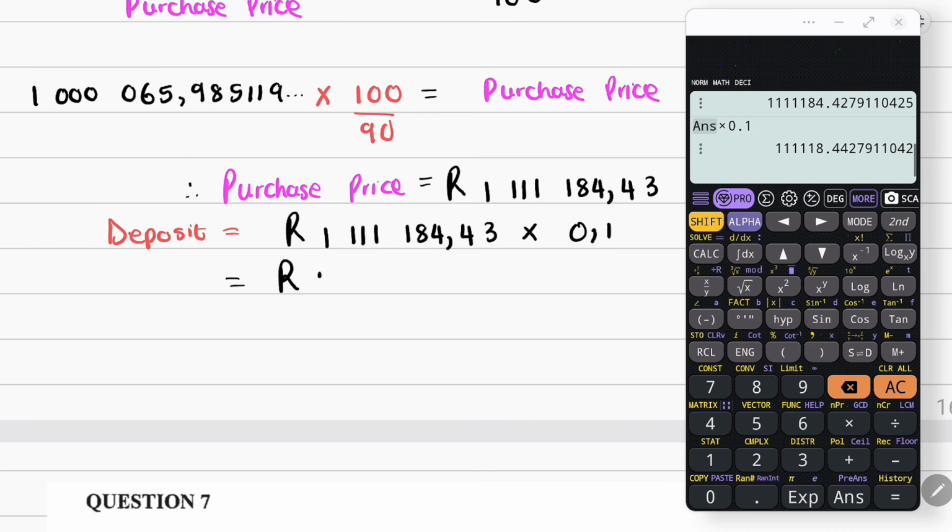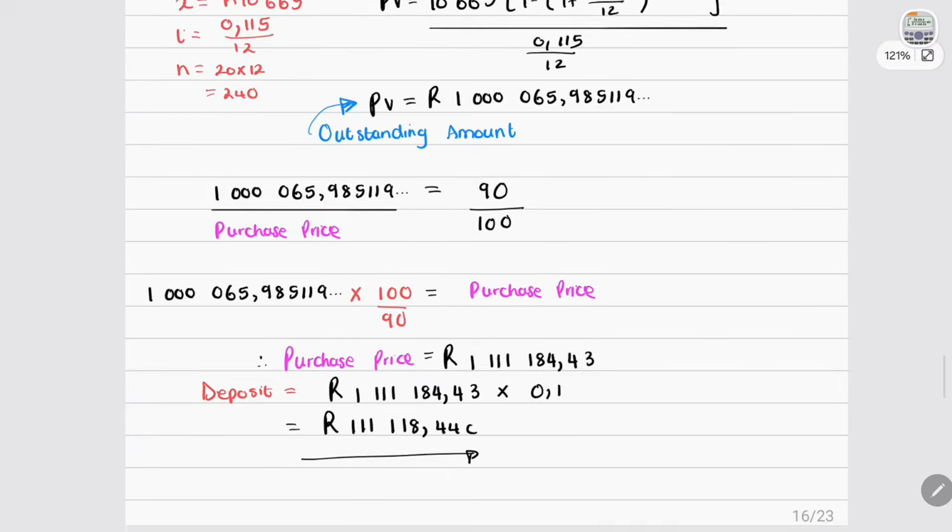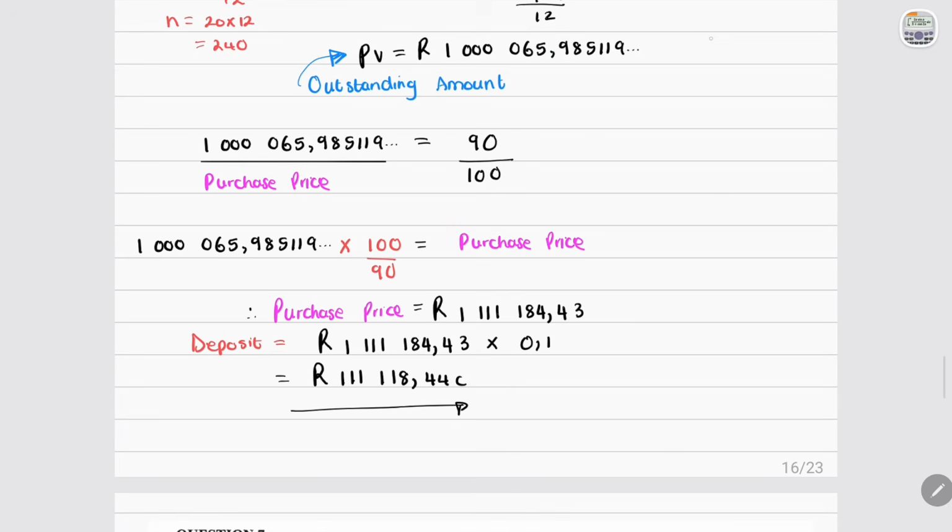It is 111,118 Rand and 44 cents. And that is our answer. Okay, so that is the answer. That's the deposit. Moving on to the next question.